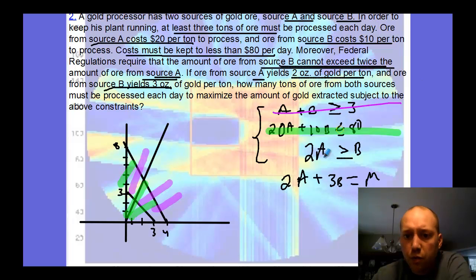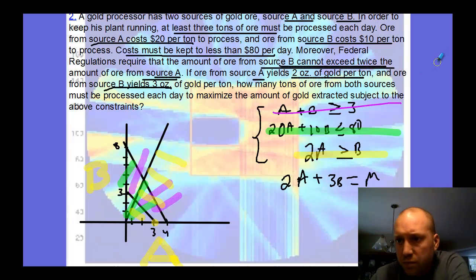Then our third one here, 2A is greater than or equal to B, you'd shade below this line. And I can find that out by testing a point, testing this point here, knowing that this is the axis for A, this is the axis for B. So if I put the point 3, 0 in there and plug 3 in for A and 0 for B, I get a true statement. And so I need to shade this side to make it true.